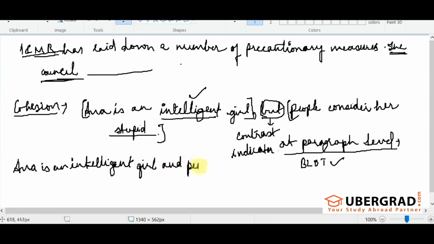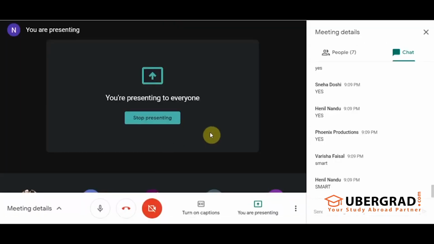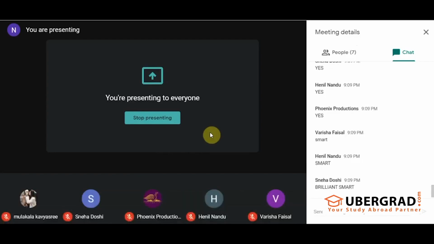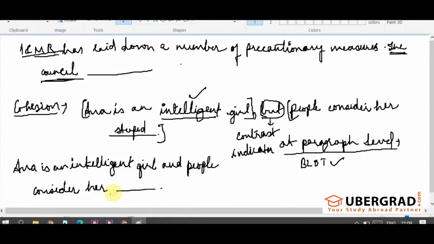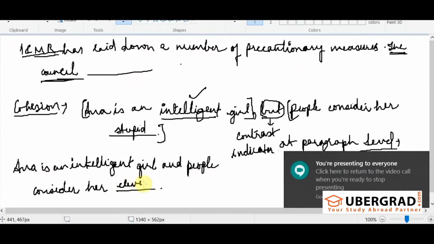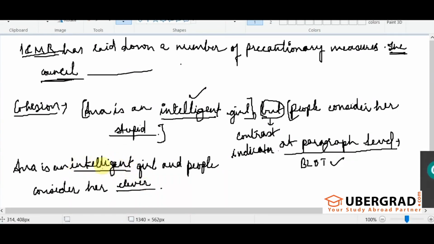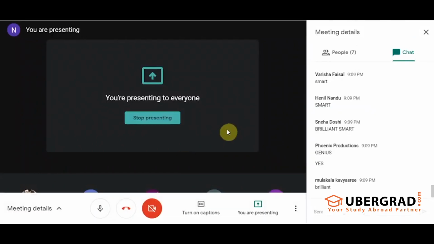And people consider her dash. What should come in the blank now? Smart, genius, brilliant, clever, right? So what are we trying to do? We are trying to use a synonym or a similar meaning word of intelligent in the blank, right?